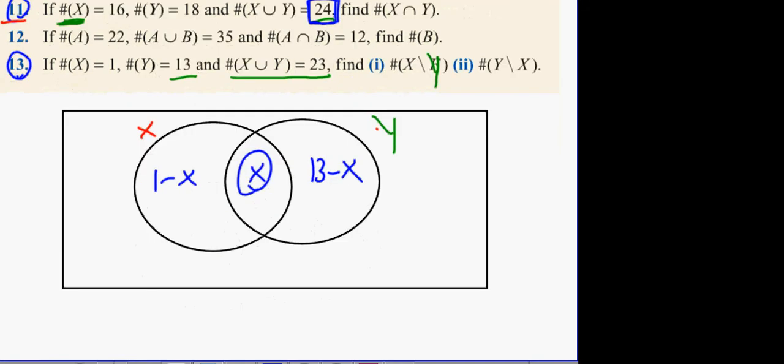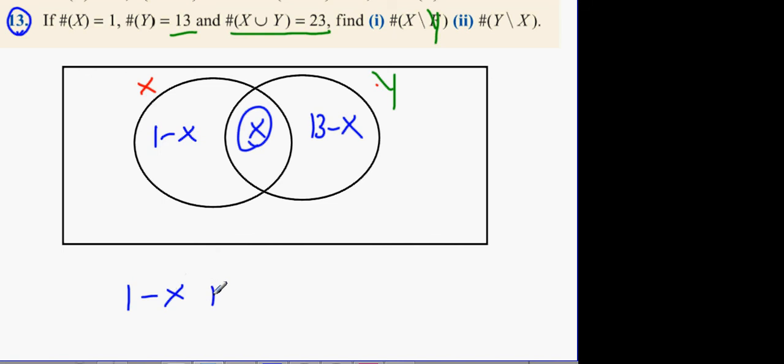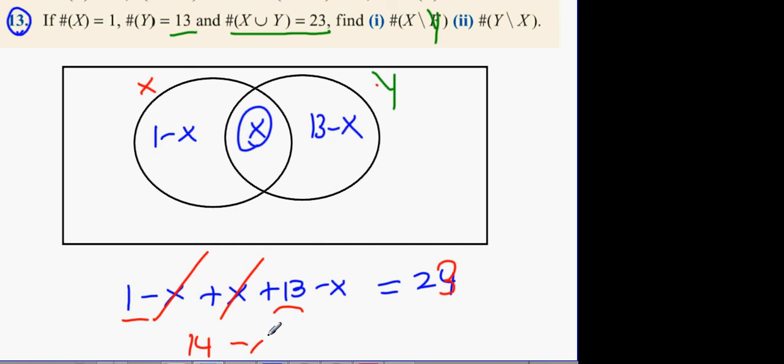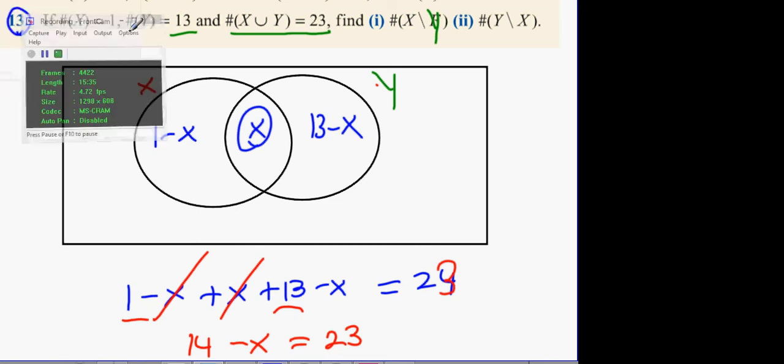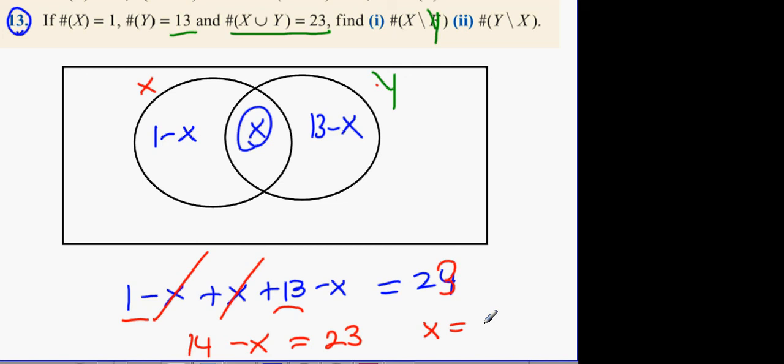So it's going to be 1 minus x plus 13 minus x equals 24. What happens now? 1 and 13? Oh, 23. So what happens here? 14 minus x is 23. This means that x therefore would end up to be minus 9. And we can't have that. Can't have a minus number. This question here is a bogey question.